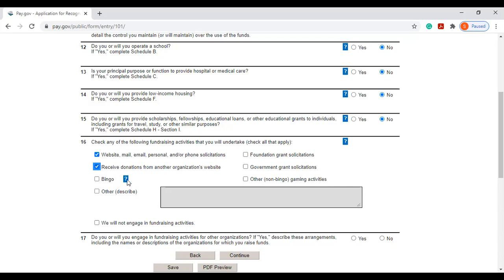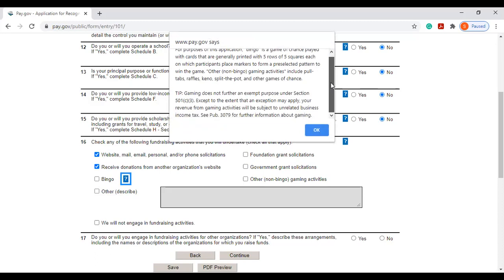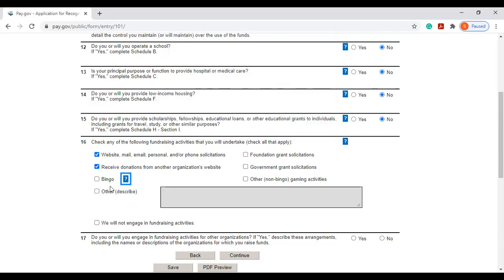If you want to do some bingo, make sure you are allowed to by clicking on this button, and then you just read the information, because a lot of nonprofits play bingo to raise money, but just make sure you read the requirements before you do so. Normally, I don't check that one. Foundation. Yes, I'm going to solicit grants from foundations. I'm going to solicit grants from government agencies. If you plan to have other non bingo gaming activities to generate revenues, you will click here. If you have something else you want to do that's not listed, click other and then describe in this box here.